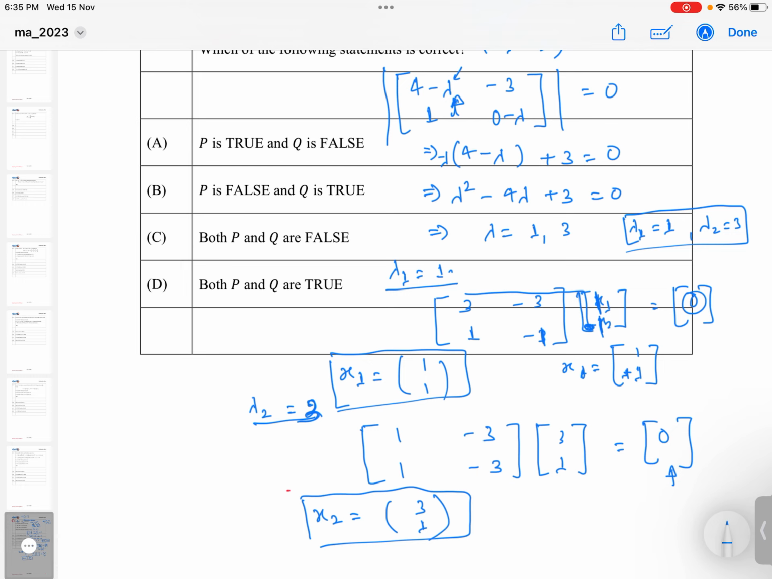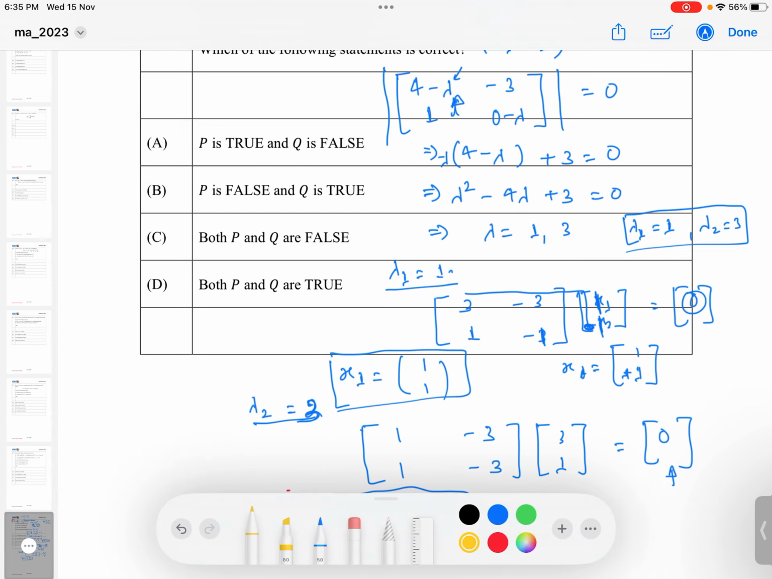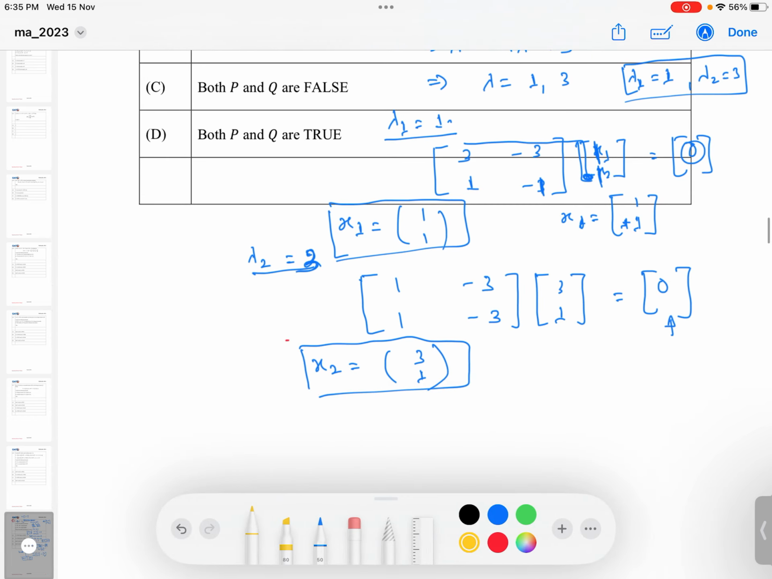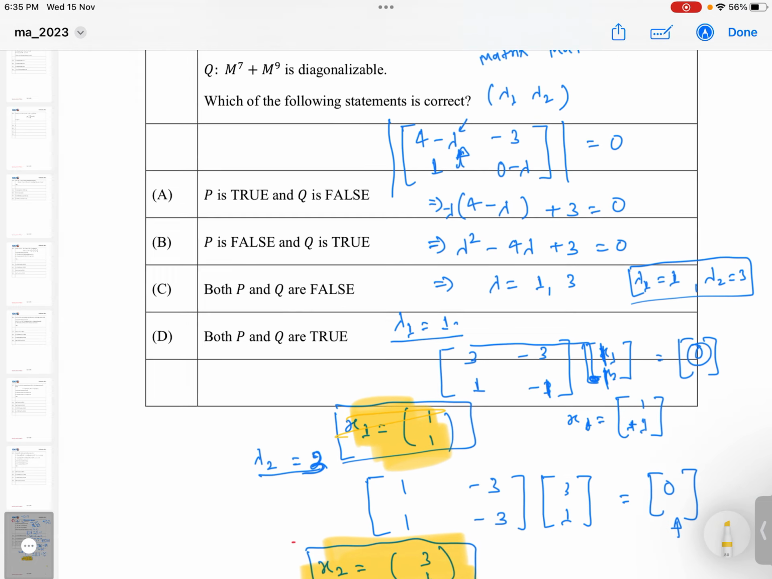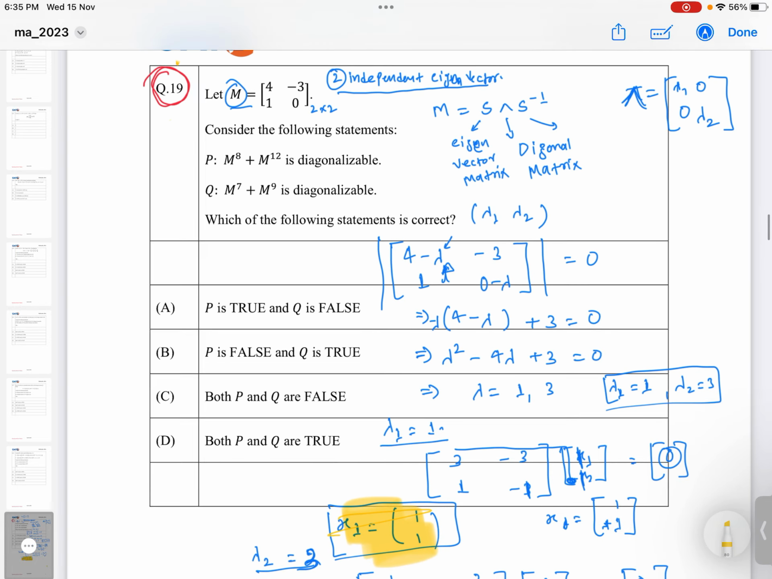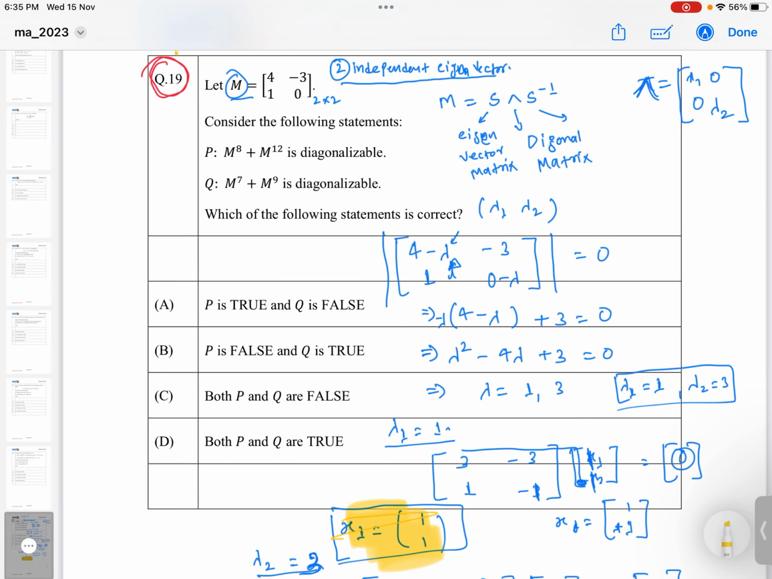Now these two eigenvectors, if you check for independence, then these two eigenvectors are independent, right? So they are not dependent. So these are the eigenvectors, right? Okay, so now we are very much confirmed that this matrix M is diagonalizable, right?